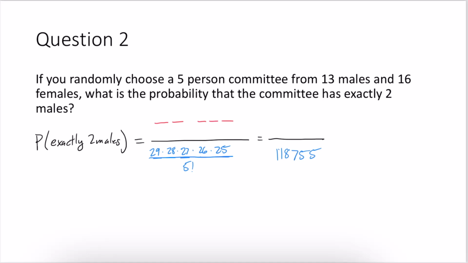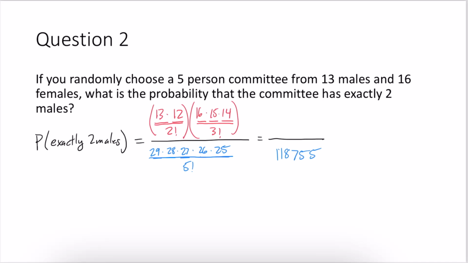So the number of ways that I could choose 2 males would be 13 times 12, and I would want to divide that by 2 factorial because the order that I choose the 2 males in doesn't matter. And so that would be the number of ways that I could choose my 2 males. And then the ways that I could choose the 3 females would be 16 times 15 times 14, because I had 16 females to choose the first one from, then 15, then 14. And I would divide this by 3 factorial because the order I choose the females in doesn't matter.